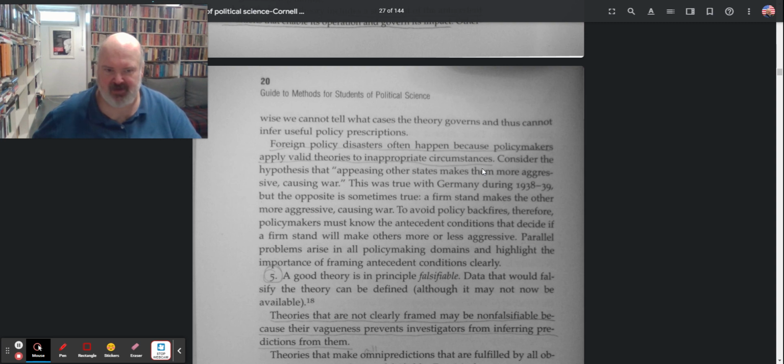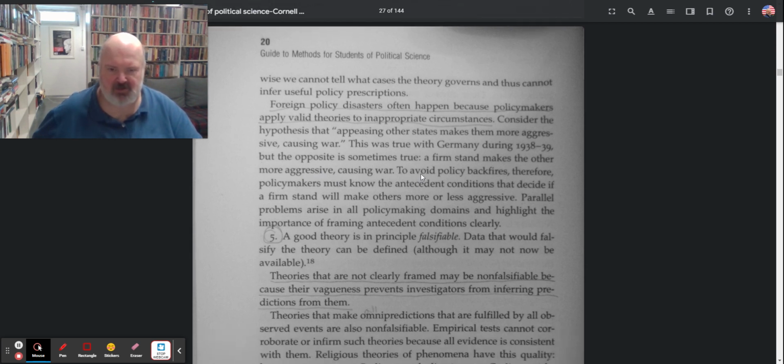Consider the hypothesis that appeasing other states makes them more aggressive and causes war. This was true in Germany in 1938, 39, but the opposite is sometimes true. A firm stand makes the other more aggressive, causing war. To avoid policy backfires, therefore, policymakers must know the antecedent condition that decides whether a firm stand will make the other more or less aggressive. Parallel problems arise in all policymaking domains and highlight the importance of framing antecedent conditions clearly.